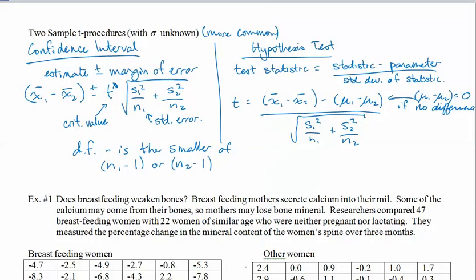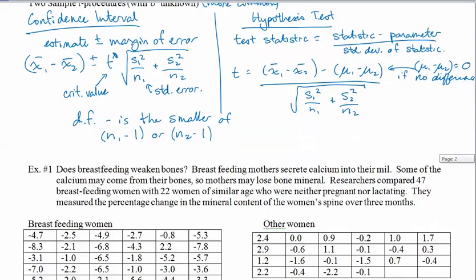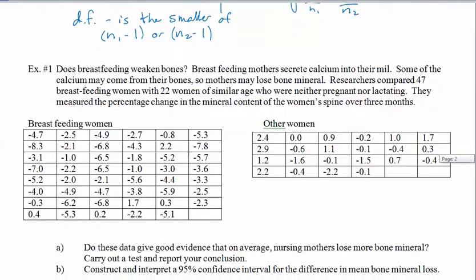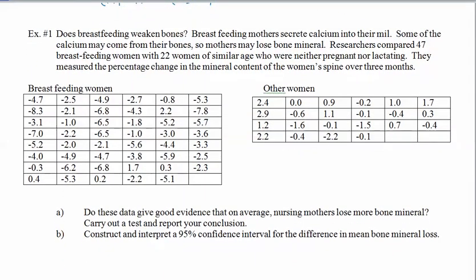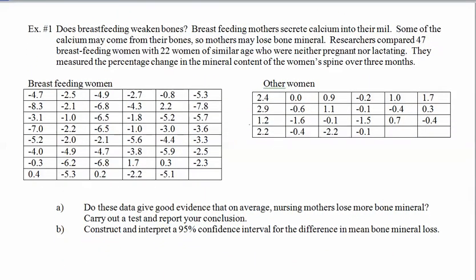Now, this example here is to be done for homework before class. You shouldn't have any difficulties with it. You've got formulas, procedures, pretty much the same. You're going to do state, plan, do, and conclude. You are going to answer, does the data give good evidence that on average nursing mothers lose more bone mineral? A, carry out a test and report your conclusions. And B, construct and interpret a 95% confidence interval.